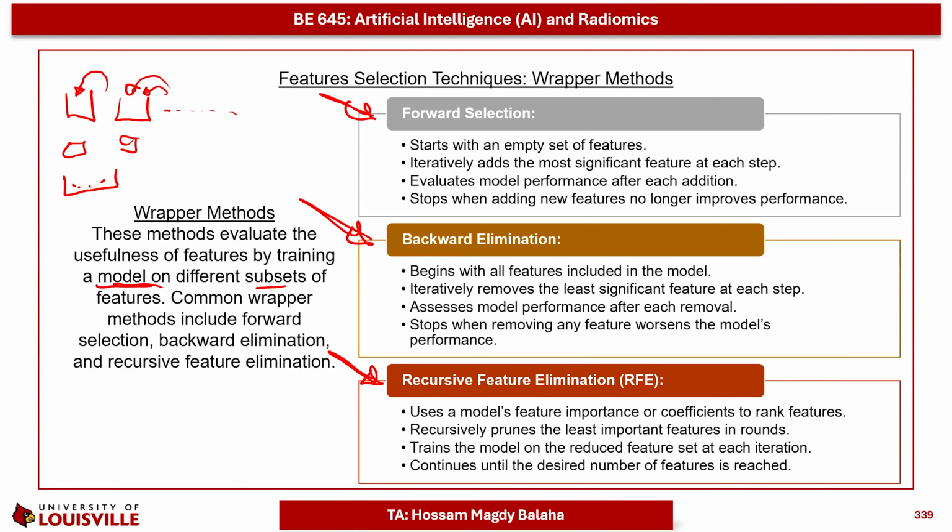So assume we are beginning with 5 features. The next step should be 4 features, and the same until we reach a stopping criteria. And again, the stopping criteria is when removing any feature worsens the model's performance. For recursive feature elimination, we will use a model's feature importance or coefficient to rank the features, and recursively prune the least important features in rounds. Then we will train the model on the reduced feature set at each iteration, and this will continue until the desired number of features is reached.